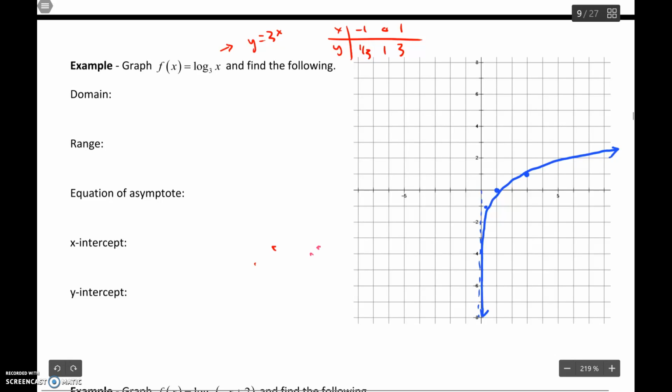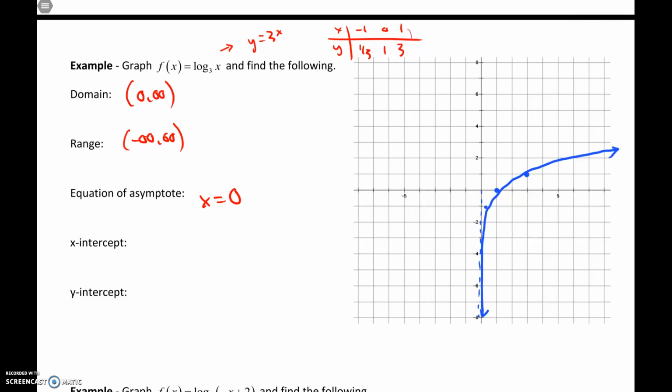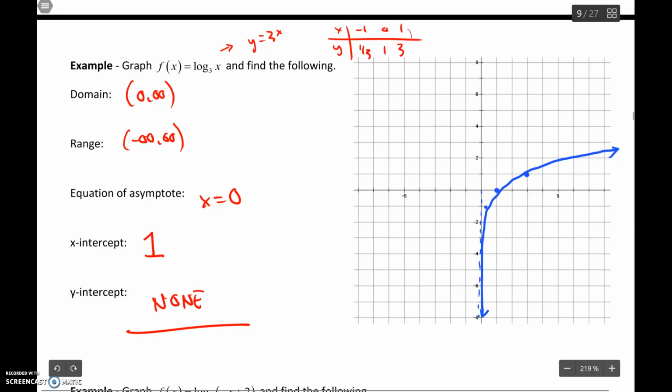Whatever. And then just flip around the x and y coordinates. Instead of graphing -1, 1/3, you graph 1/3, -1. Instead of graphing 0, 1, you graph 1, 0. So whatever you guys want to do, either remember the base graph and just do another point, or flip the exponential one around and switch them. Whatever. That's the graph. Domain, 0 to infinity. Range, all reals. Equation of the asymptote, x equals 0. X-intercept, 1. Y-intercept, none. That's it.